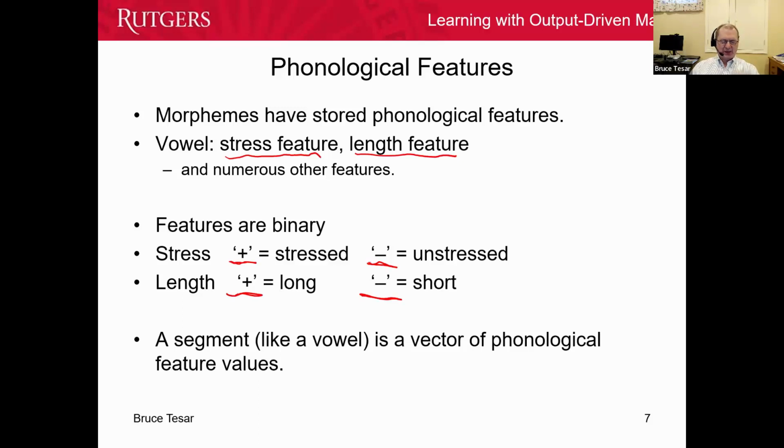And so a given segment, where we think of the segments as the individual sound units, can be thought of essentially as a vector of phonological feature values. So in what I'm talking about today, we'll be thinking of a vector of two features, a stress feature and a length feature. And that's what we're saying about a particular segment, characterizes its properties, phonologically speaking.